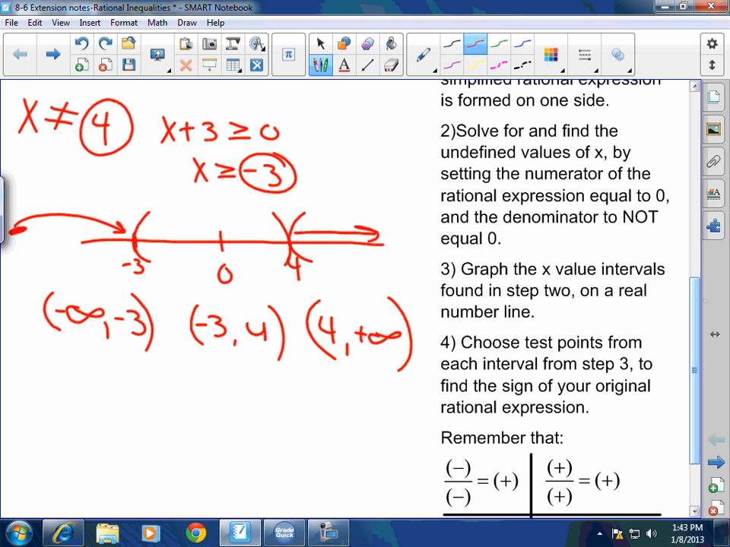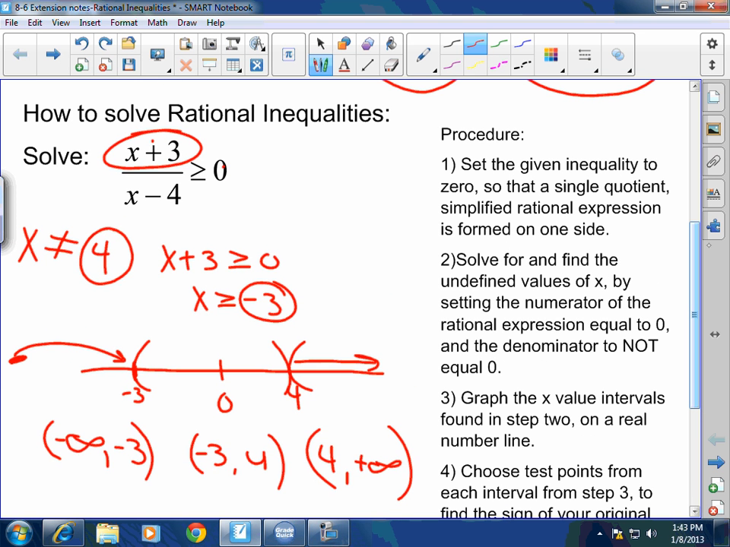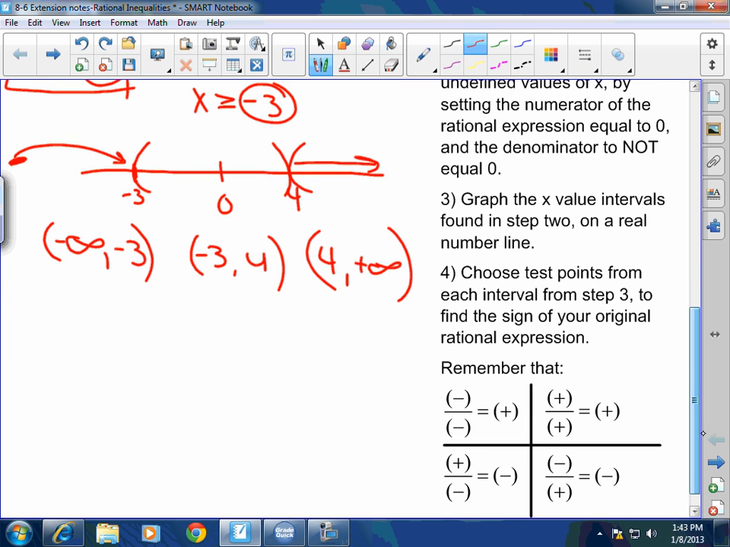Yes, because in the beginning I got x is not equal to 4 because x cannot equal 4. If x equals 4 there, I have a 0 in the denominator, and that's undefined. Even though it doesn't equal 4, I had to put 4 in my intervals.